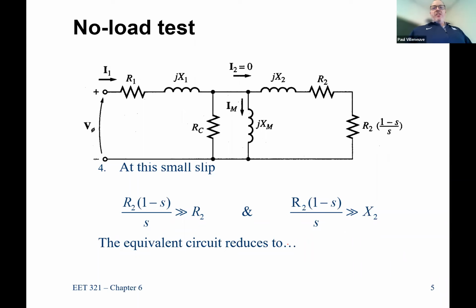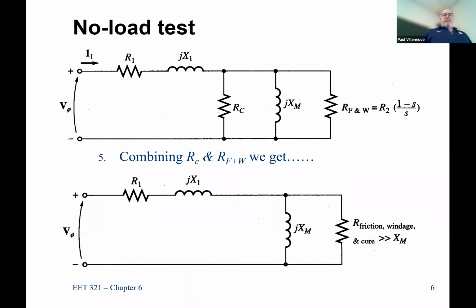So here is my circuit. My slip value here, 1 minus a really small number, is fairly close to 0. What ends up happening is that term is very, very small compared to R2, because I'm essentially dividing by 0. And this value here is so much greater than X2 that my final circuit looks like this.